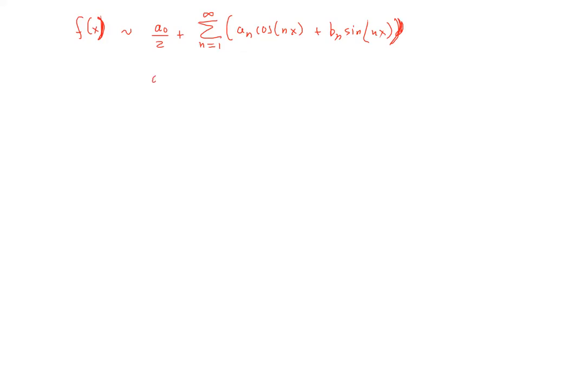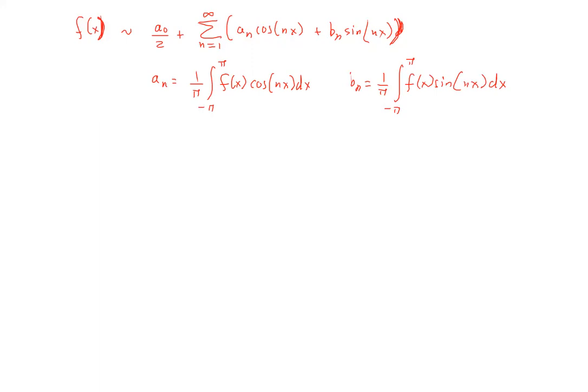And of course, an, as I said, is 1 over pi times the integral from negative pi to pi of f of x times cosine of nx dx, and bn is equal to 1 over pi times the integral from negative pi to pi of f of x times sine of nx.